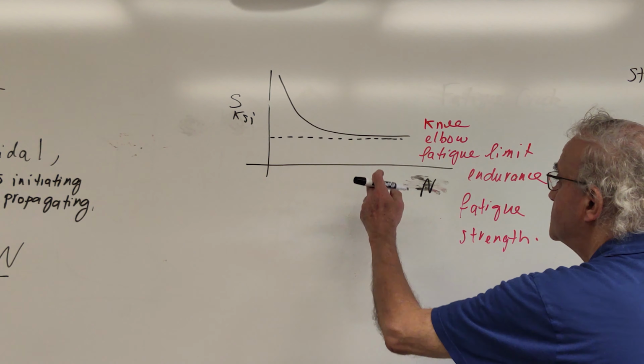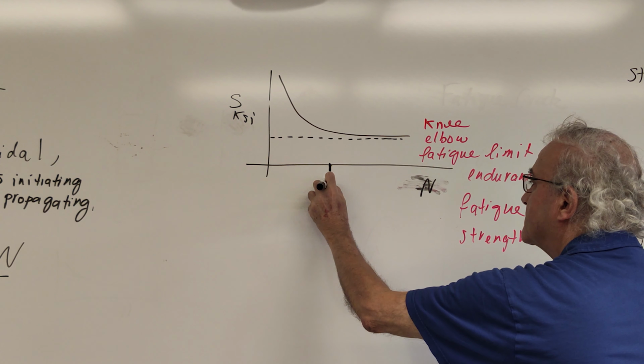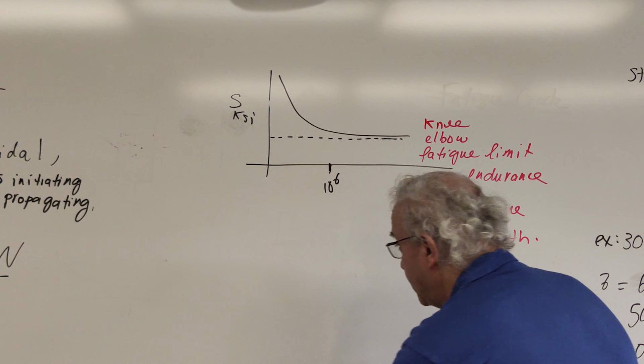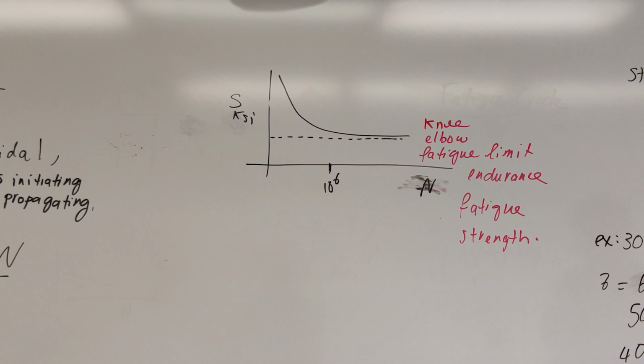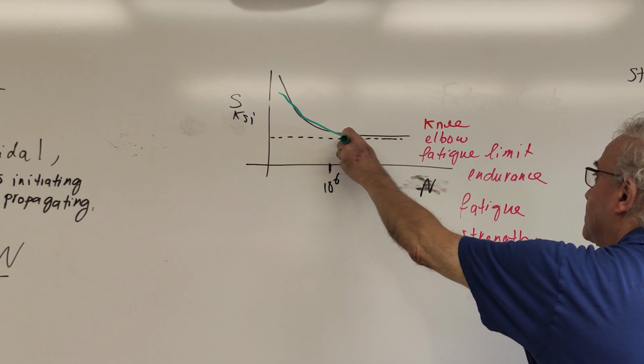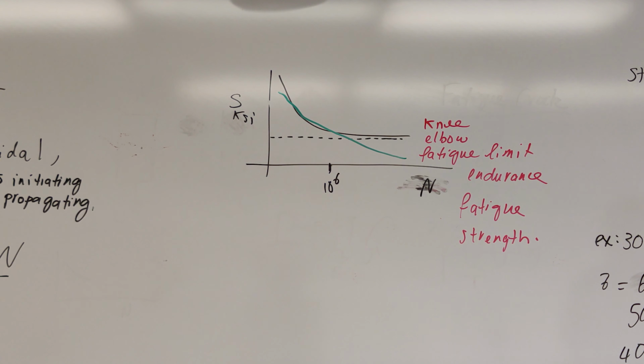Now, usually this happens at about 10 to the power 6, a million cycles, in steels. Aluminums, on the other hand, titaniums, all other materials, they don't have this. They just keep on decreasing, whatever stress you give them.